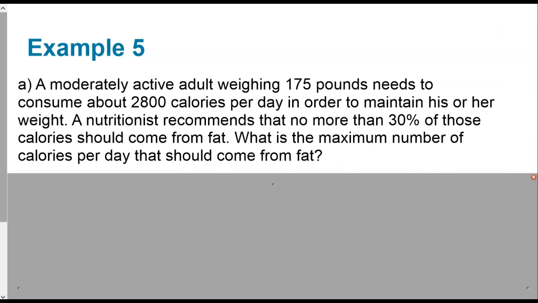So in example 5, we're going to incorporate what we've been doing and how we are learning to use our terms of and is and decipher them in problems. So go ahead and read the problem. Actually, I'll go ahead and read the problem. A moderately active adult weighing 175 pounds needs to consume about 2,800 calories per day in order to maintain his or her weight. A nutritionist recommends that no more than 30% of those calories should come from fat. What is the maximum number of calories per day that should come from fat?